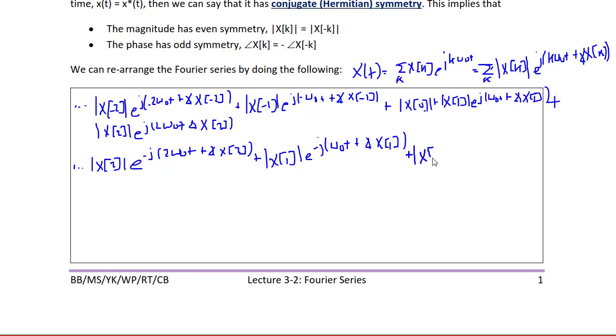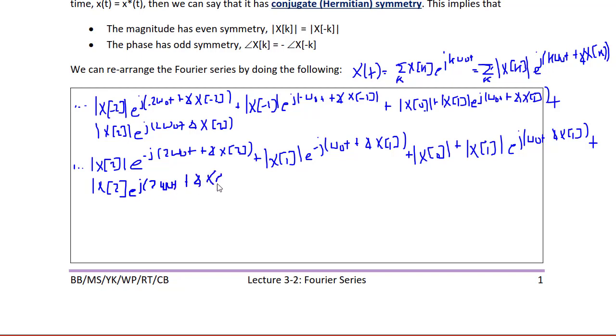plus the magnitude of x of 0, plus the magnitude of x of 1 e to the j omega naught t plus the angle for x of 1, and finally plus the magnitude of x of 2 e to the j 2 omega naught t plus the angle for x of 2, and both of these are plus because these would go on forever to negative and positive infinity.